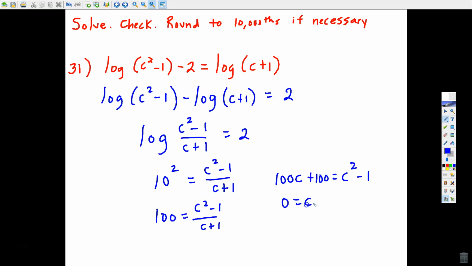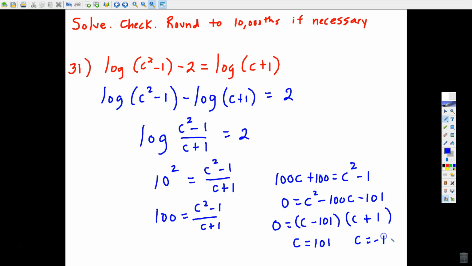Okay, setting it equal to 0, I get c squared minus 100c minus 101. Factoring using the factors of negative 101, that would be negative 101 and plus 1. So I get 2 solutions, but there's a problem with negative 1. First of all, when I plug it back in, I get log base 10 of 0, and there's no way to raise 10 to a power to make it equal 0. So I can't use the negative answer, only the positive, and so my answer is 101.